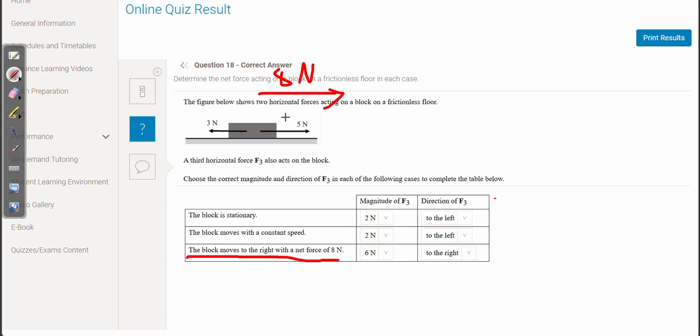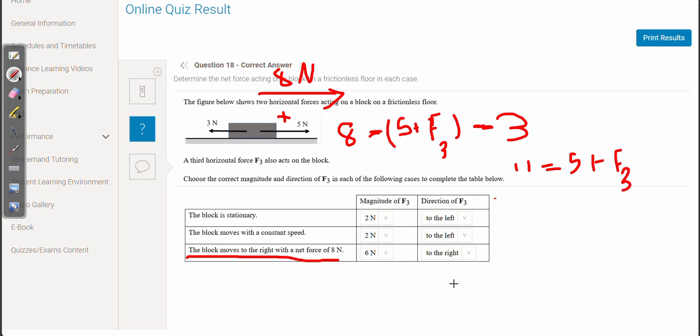We want to add a force here, okay, that will make it equal to 8. So I'll write this in an equation. The final force, 8, is equal to 5 plus F3, minus 3. Since 3 is in the opposite direction, minus 3. If we add 3 on both sides, 11 is equal to 5 plus F3. Okay, so F3 is equal to 11 minus 5, which is 6. 6 newtons to the right.